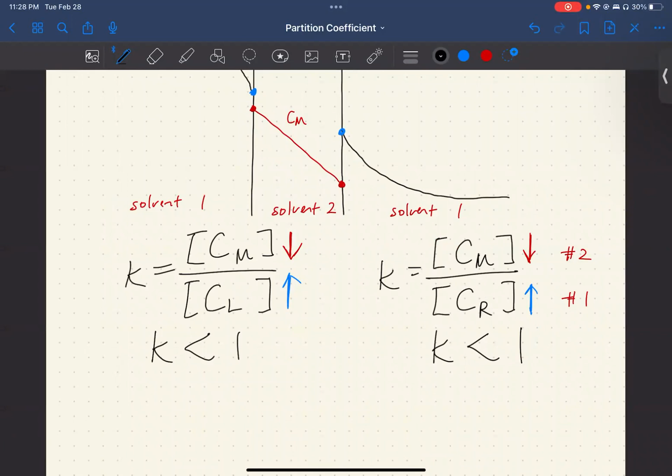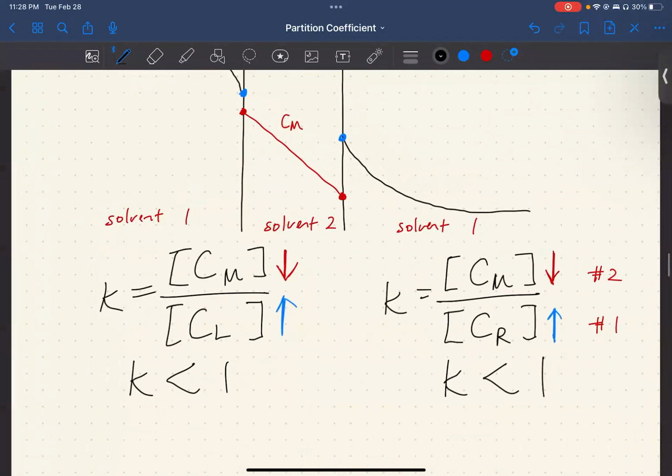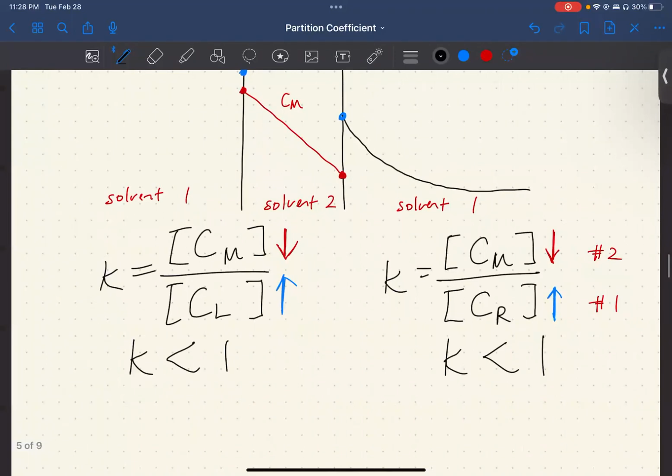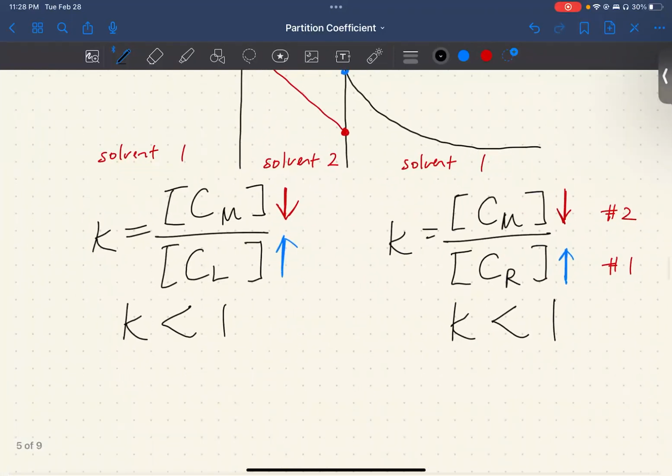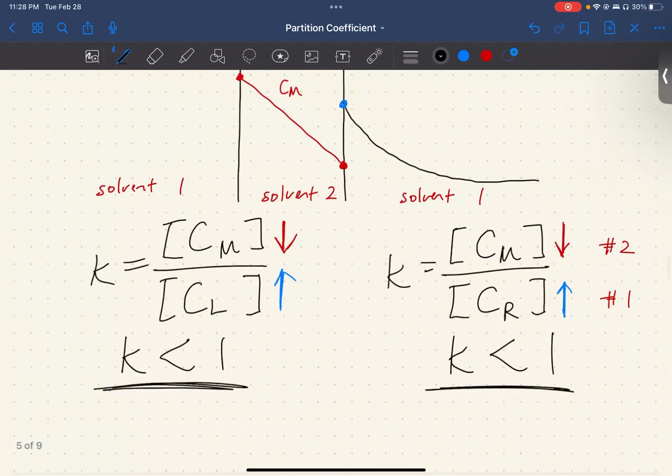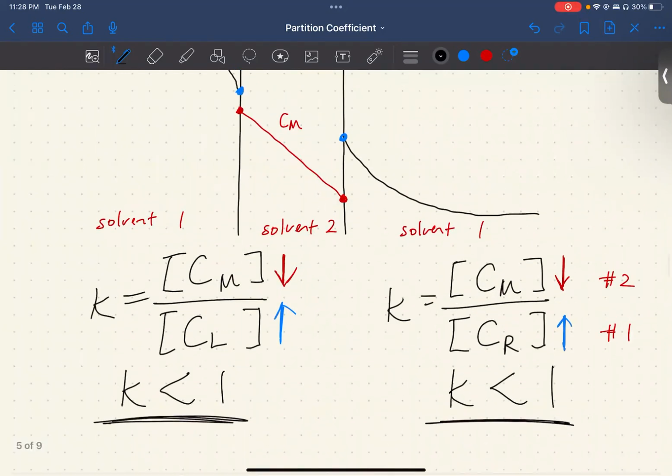Because we have the same solvents on both sides with the membrane in between, we expect to see the same sign in the partition coefficient. Based on the definition of the partition coefficient, this protein is less soluble in the membrane than it is in the salt solution. So we definitely need to see the same sign of K. Because they match, it's good.